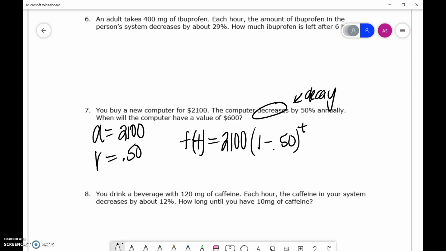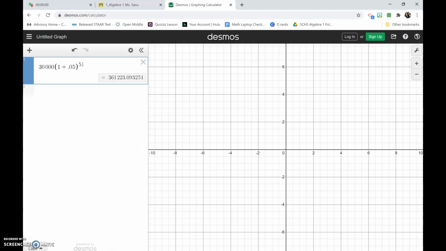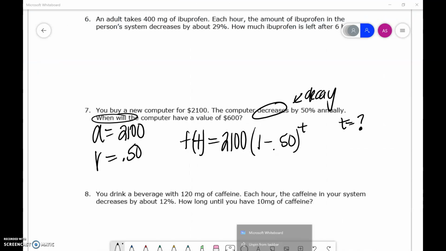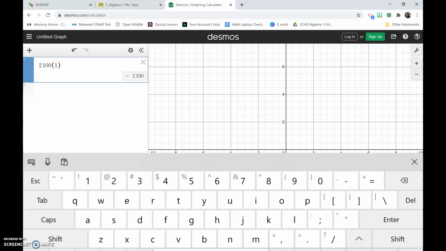Okay, now the tricky part about this one is they're asking me when. So that means I actually want to find t, which means I'm going to have to substitute in this 600 for my y. So it's a little different. So what I'm going to do to get that answer is go to Desmos and type in my equation. Okay, now that I have my equation in, let's set this as a function so that the calculator knows that this is a function. So I'm gonna put f of x.